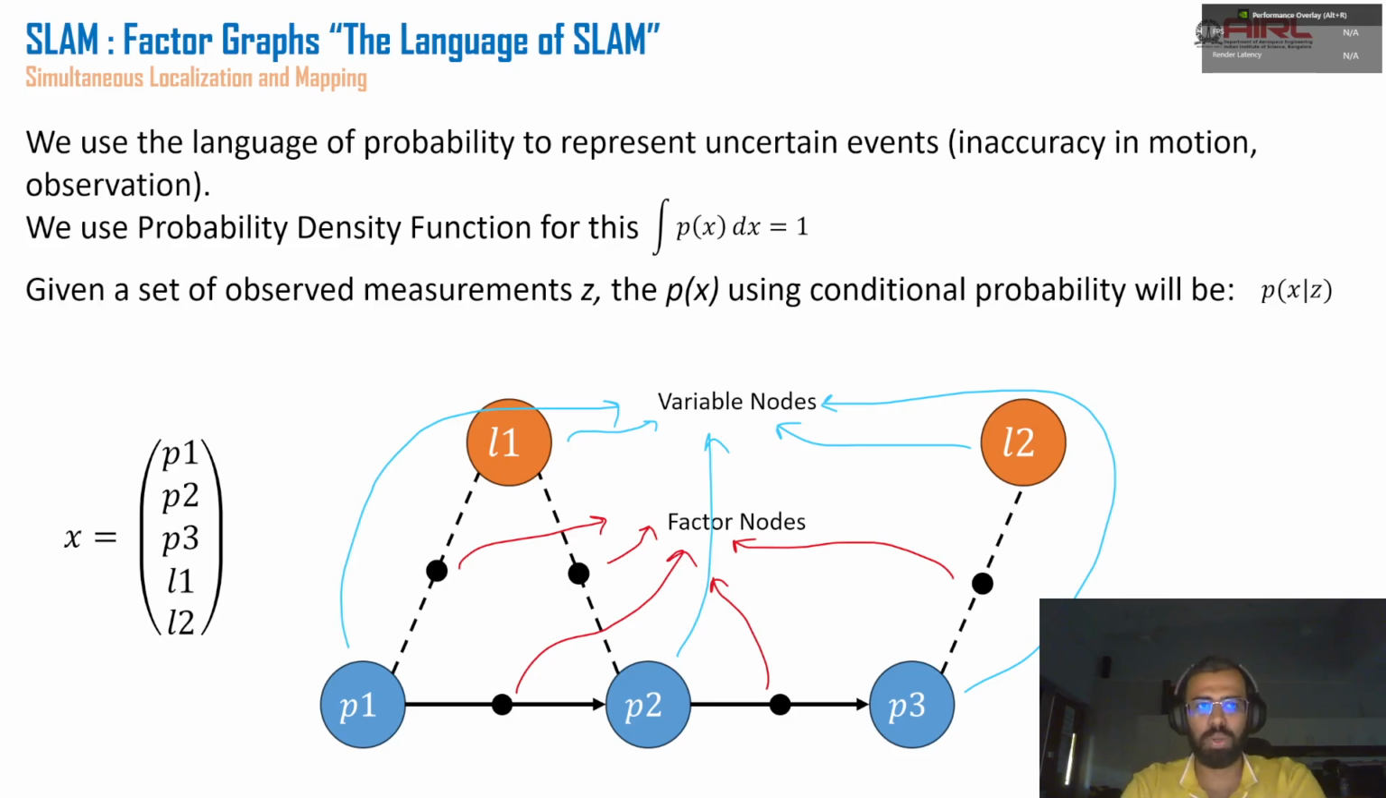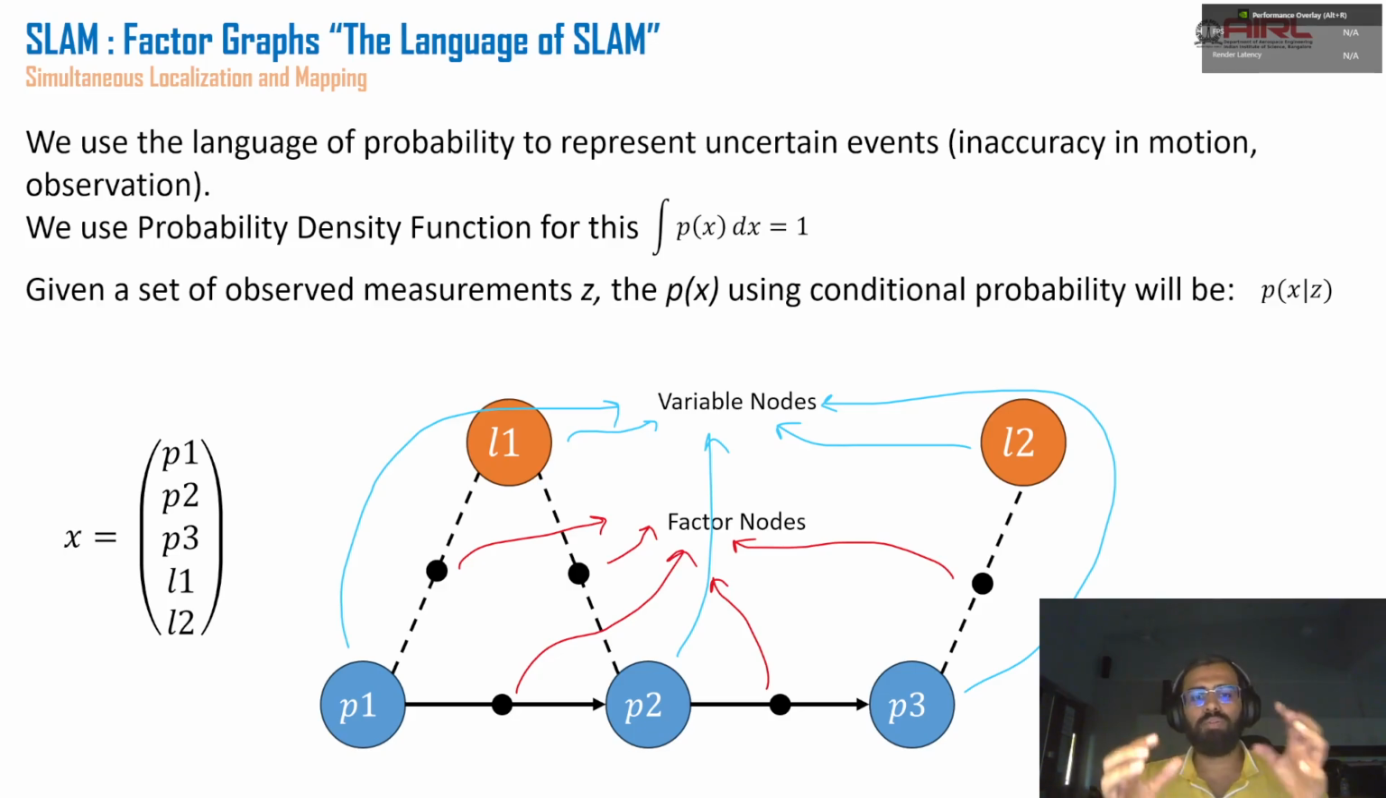And because we are doing that, what we have with us is this PDF, probability density function. So the integral of P(x) over the whole states x should equate to 1. That's just the condition we need to remember.